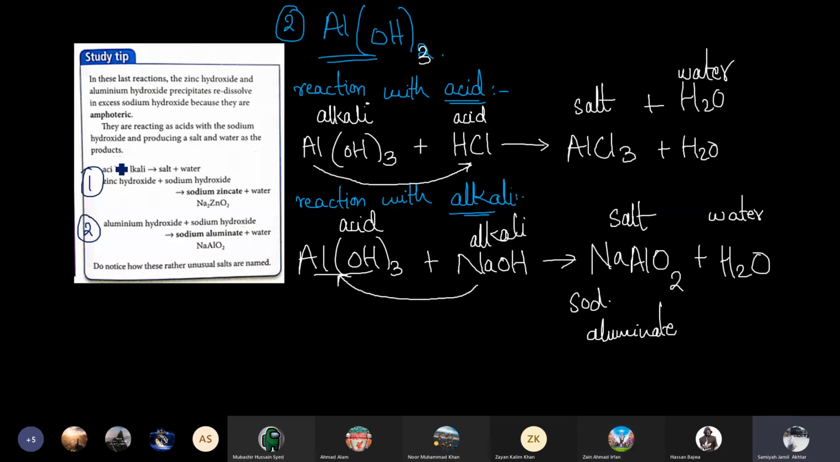In study tip C, the reaction with alkali is written for sodium hydroxide and aluminium hydroxide also. The reaction with acid is not written in your book, but it's important, so it can come in the exam. So you can take a screenshot and then you can go.